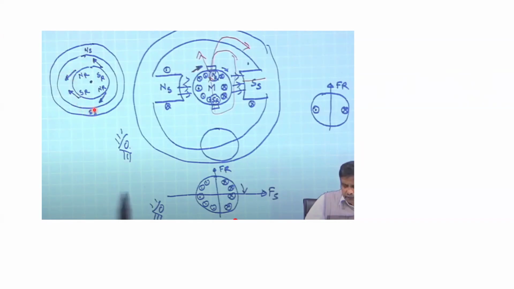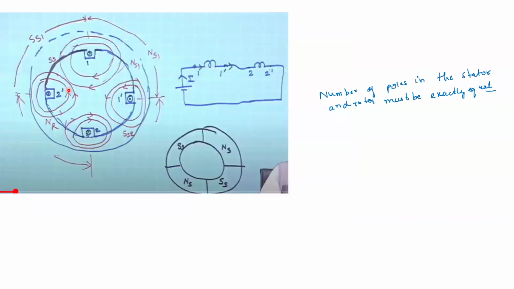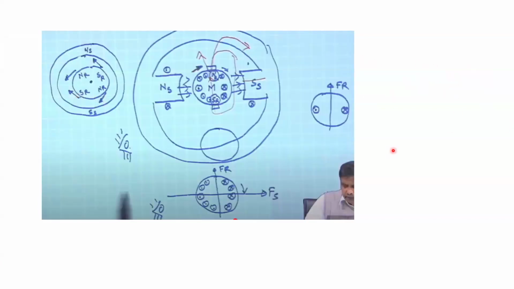But here also, due to this south pole, the south pole of the rotor will experience force in this direction, and this north pole will come here. So you can see that some of the forces are in the anti-clockwise direction, some of the forces are in the clockwise direction. So what will happen? The overall forces will cancel out and this rotor will not move at all. That is why it is very important that the number of poles in the stator and rotor must be exactly equal.